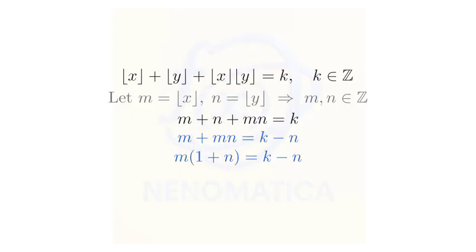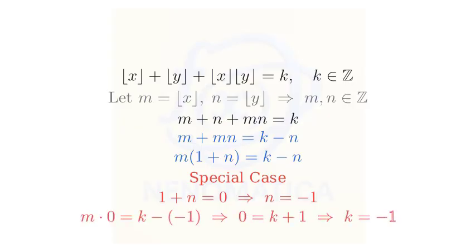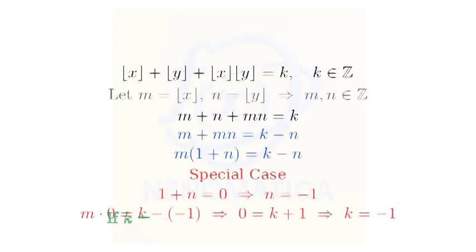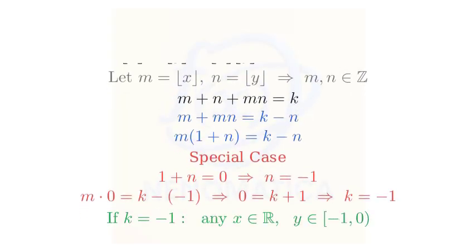Before dividing, we must check the special case when 1 plus n equals 0. If 1 plus n equals 0, then n equals negative 1. Plugging back into m times 0 equals k minus negative 1 gives 0 equals k plus 1. So k must be negative 1. Therefore, if k equals negative 1, any real x works, and y must satisfy floor of y equals negative 1, that is y in the interval [-1, 0).